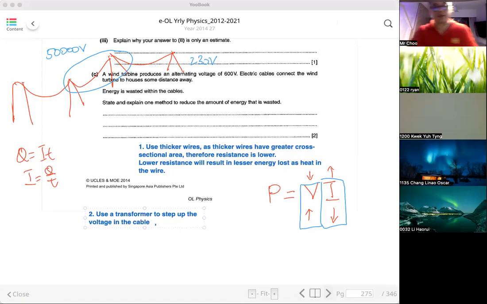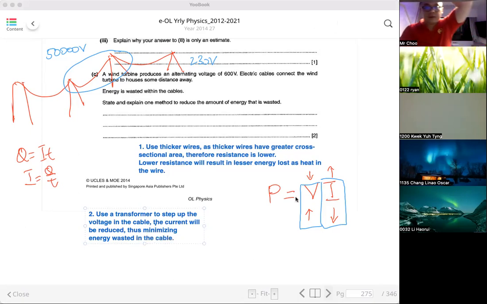Okay, so I use a transformer to step up the voltage in the cable. So the current will be reduced, thus minimizing energy wasted in the cable. You're clear? When your I is low, you will actually reduce energy that is wasted.